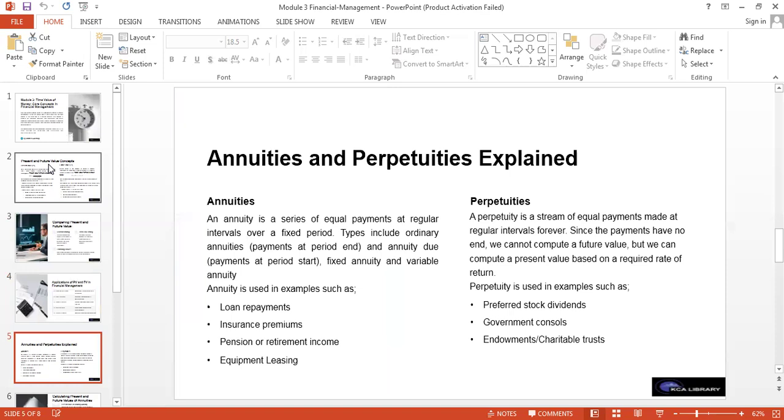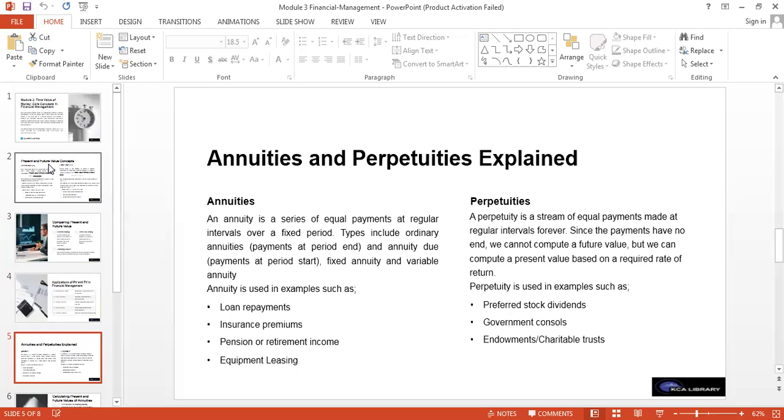We will look further into annuity and perpetuity. An annuity is a series of equal payments at regular intervals over a fixed period. It is a series of equal payments. I want you to note that they are equal payments at regular intervals.